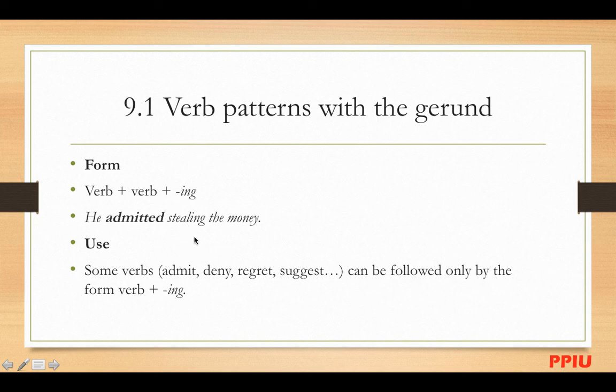So after the verb admitted, we use the verb ing form. He admitted stealing the money. And in this grammatical structure, you can see some verbs like admit, deny, regret, suggest, consider, right? A lot of verbs. Some other verbs that we can use only with gerund, like imagine, miss, spend, consider. A lot of verbs that we can use only with gerund. So these verbs can only be followed by verb ing.